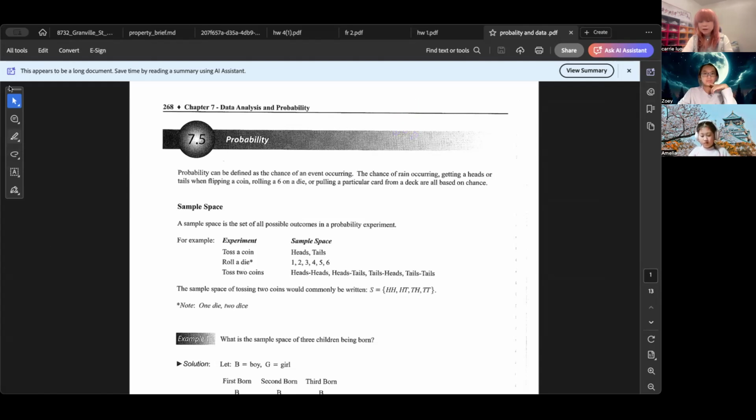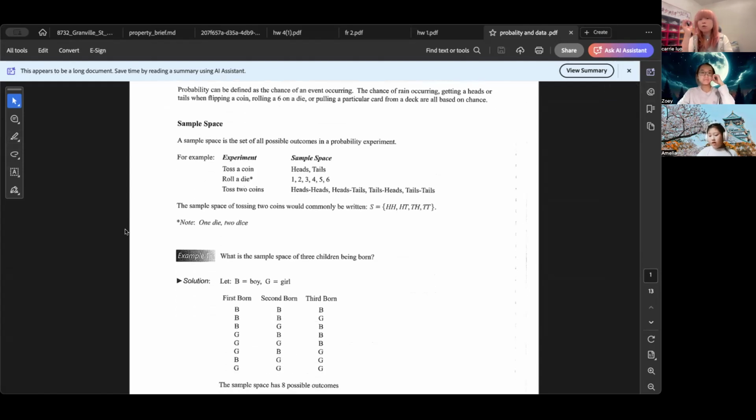Get it, Zoe and Amelia? Okay, so let's take a look at this one. Since for the coin we only have two sides, the head side and the tail side, right? So when we flip a coin, the probability of getting heads is half, and the probability of getting tails is also half, which is 50%. Get it?